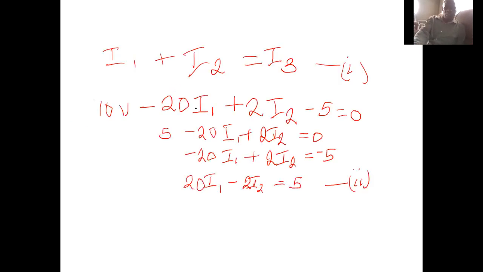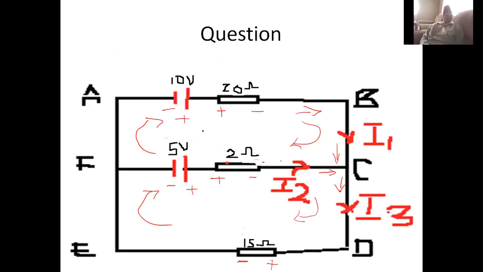Now we look at the second loop. The second loop, as we can see, it will be positive 5. We are looking at loop F, C, D, E. And therefore, if we are starting from here, from negative to positive, this is actually positive, and this one will be negative. And this one will be also negative. And so we have 5 and 2.